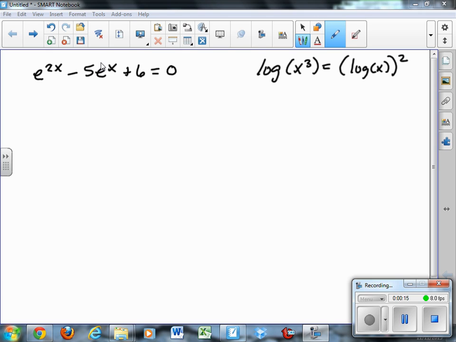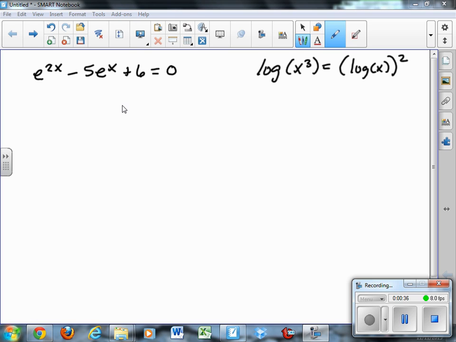There's no way to combine different exponential functions that are subtracted or added unless they have the same exponent. Like if I had e to the x plus e to the x, that would be 2 times e to the x, for example. But this is e to the 2x and this is e to the 1x. So there's no way to combine those.